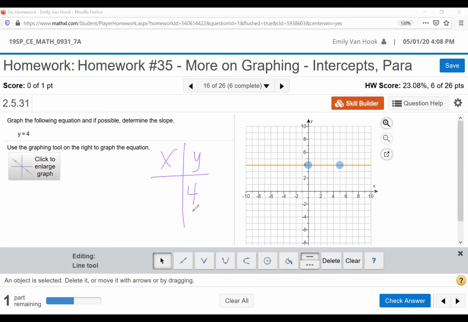This time, your points both need to have y equals 4. So how about 0, 4 or 1, 4? It looks like I did 5, 4. It does not matter as long as I'm creating this horizontal line.